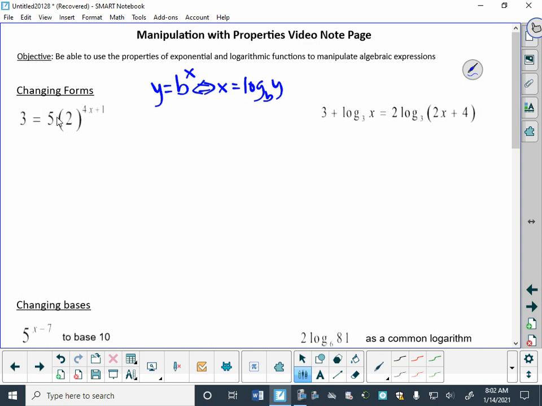Okay, we've got to have that base by itself. It's this 5 that is the problem here. So we're just going to divide both sides by 5, and we'll get that 3/5 is equal to 2 to the 4x plus 1. Okay.